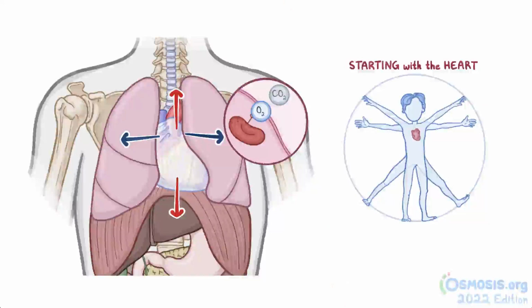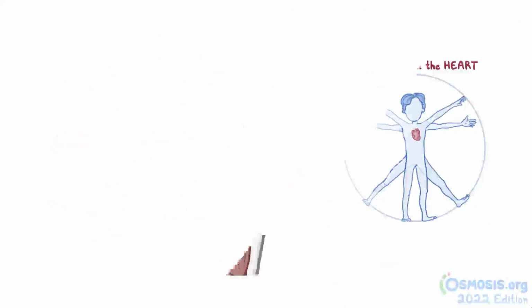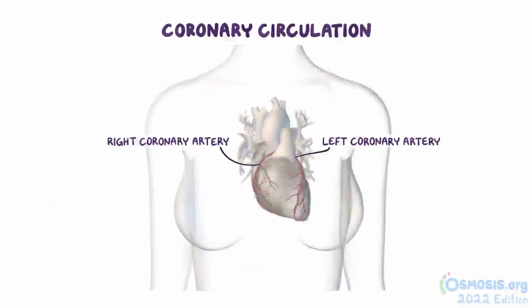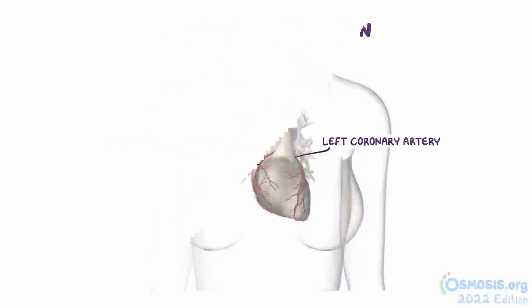But remember, the heart itself also needs its own blood supply, called the coronary circulation, which it gets from the right and left coronary arteries. The coronary arteries are embedded in fat and course across the surface of the heart just deep to the epicardium.